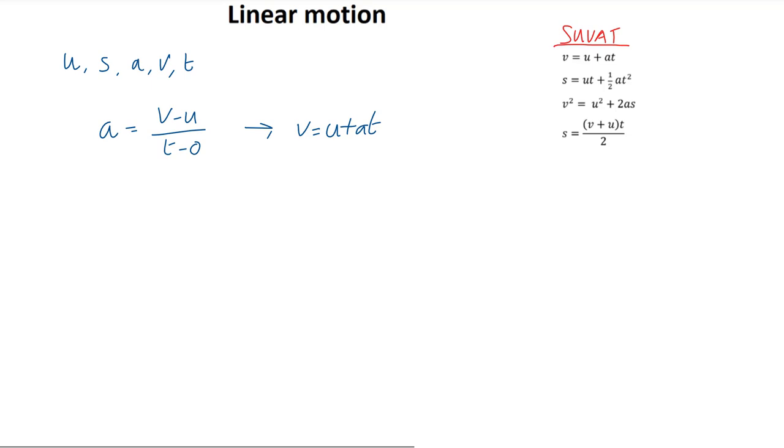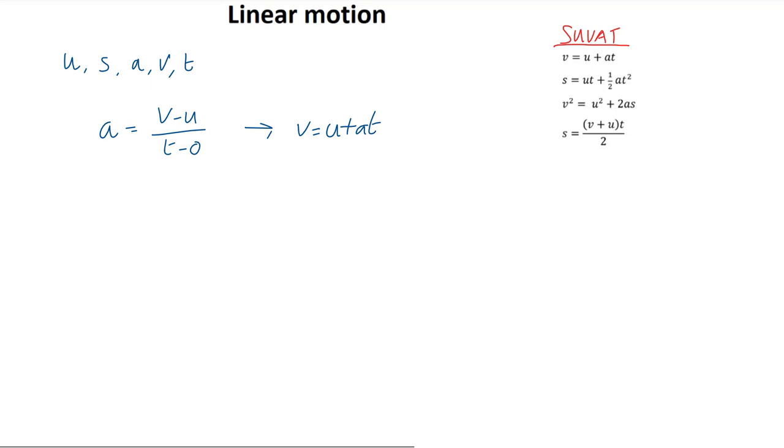The other equations can be derived in a similar manner, and I recommend that you try it in your own time. Note that we have 5 variables in total. We have the initial and final velocities, the displacement, the acceleration, and the time. Each one of these 4 equations has 4 of those variables. Each equation is missing one variable. For example, the top equation, v equals u plus at, does not have the displacement in it. This is why we need 4 equations, because unfortunately there is no one equation that has all 5 variables in it.